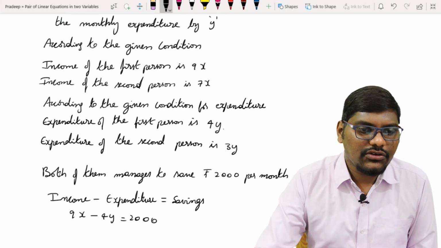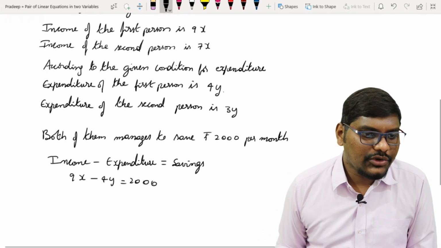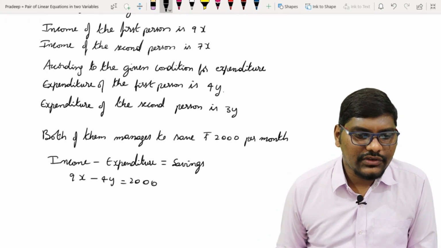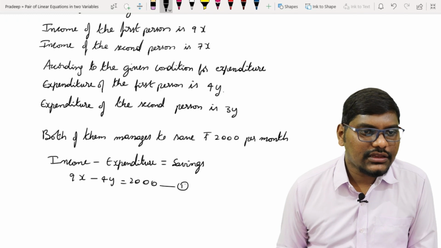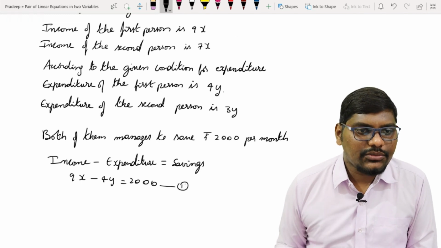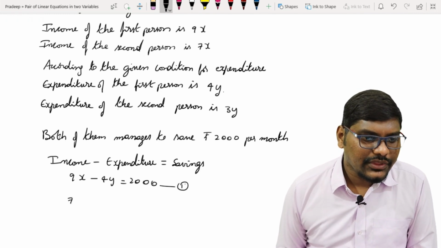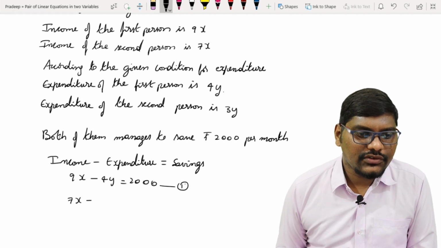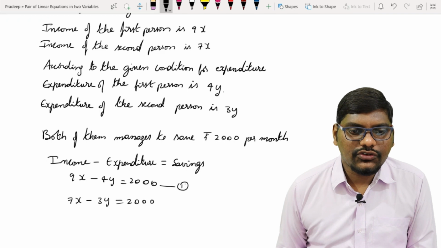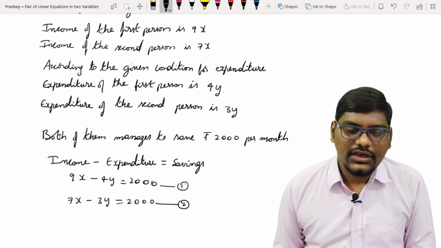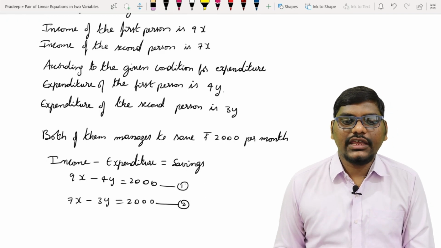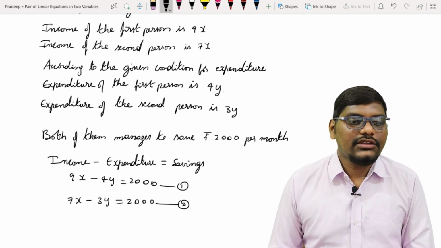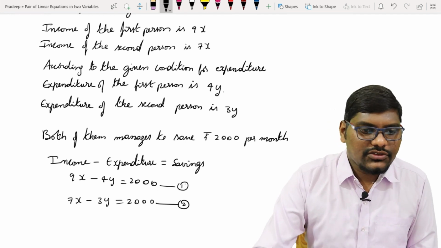In the same scenario, we'll find it for the second person also. So this is the first one. And what about the second one? The second person's income is 7x and his expenditure is 3y. He is also saving 2000. So this is the second equation. If we solve the first and second equations, then definitely we'll get this person's income. So we'll solve them.